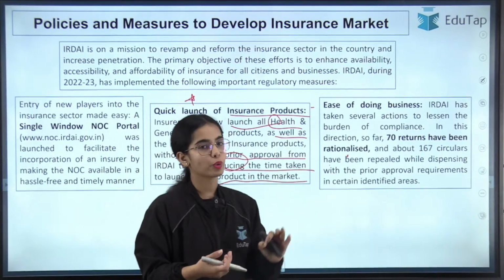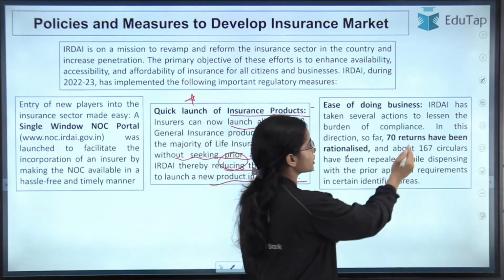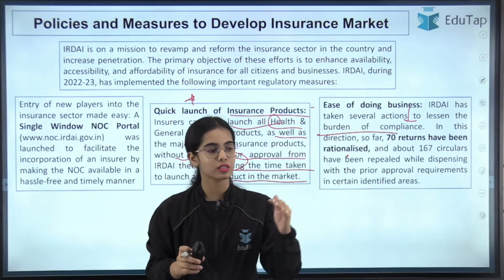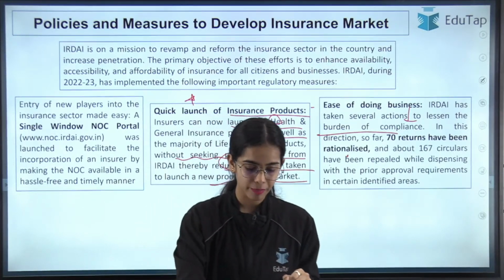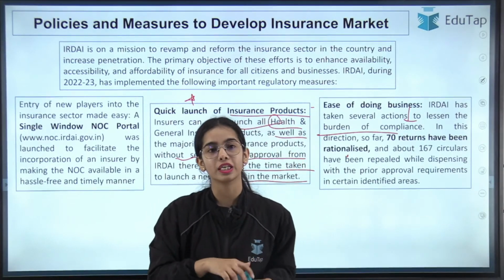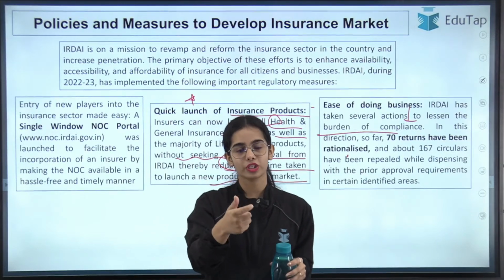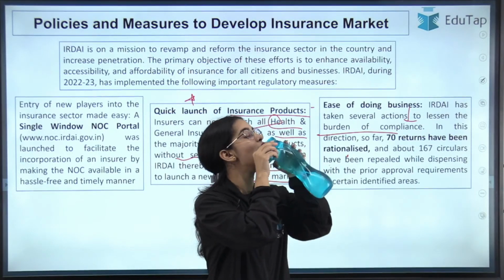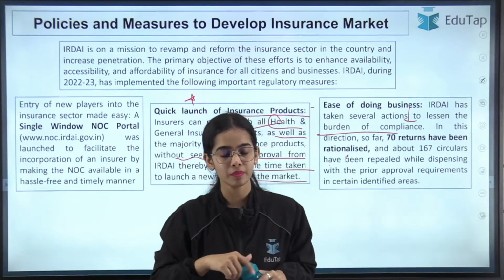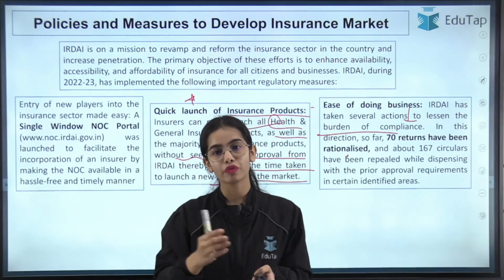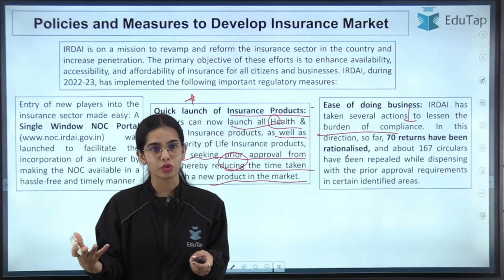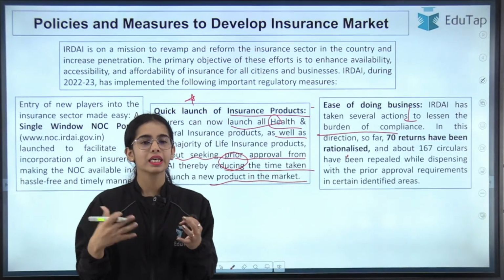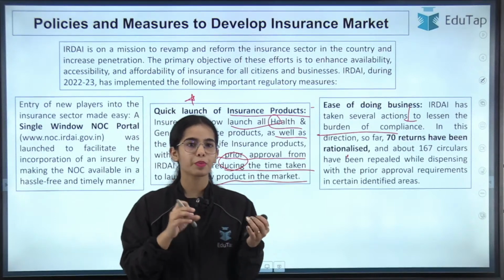Next is ease of doing business. IRDAI has taken several actions to reduce the burden of compliance. So this was discussed that all the regulators, the RBI has released which portal, can you tell me which portal has been released by the Reserve Bank of India for the easy compliance with the approvals, with the regulations and such? So Reserve Bank of India has launched the Prava portal, right? Very good. So Prava portal has been launched by the Reserve Bank of India for the easy regulations and for the easy compliance with the approvals and the applications.